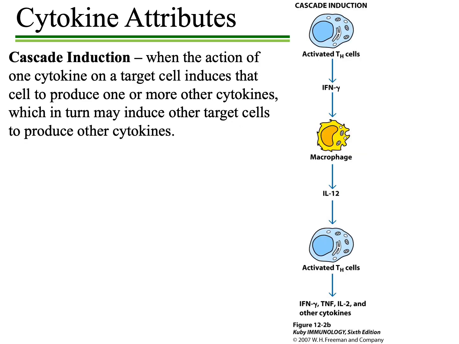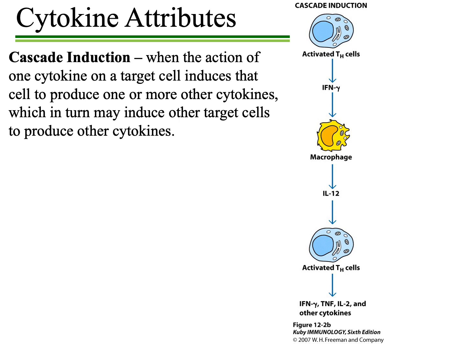The last cytokine attribute that I want to discuss in general is known as cascade induction. In this particular case, you have the action of one cytokine on a target cell, inducing that cell to produce one or more additional cytokines, which then can play a role inducing other target cells to produce different and distinct cytokines. So this is a mechanism that acts as a cascade to trigger the production of lots of different cytokines.